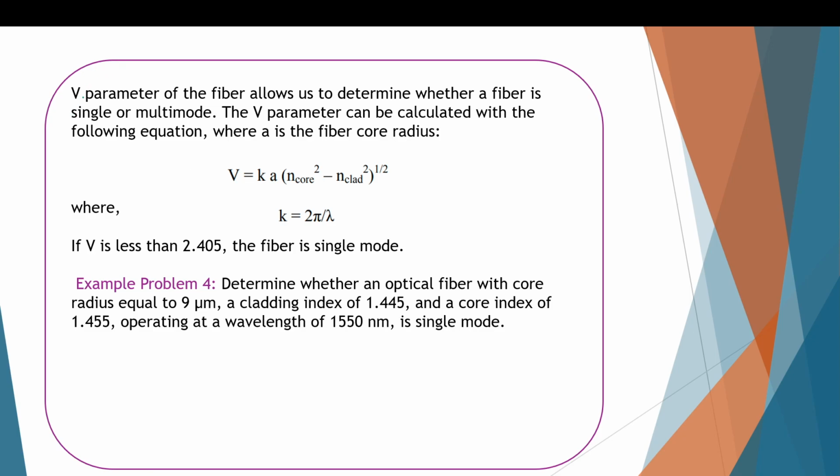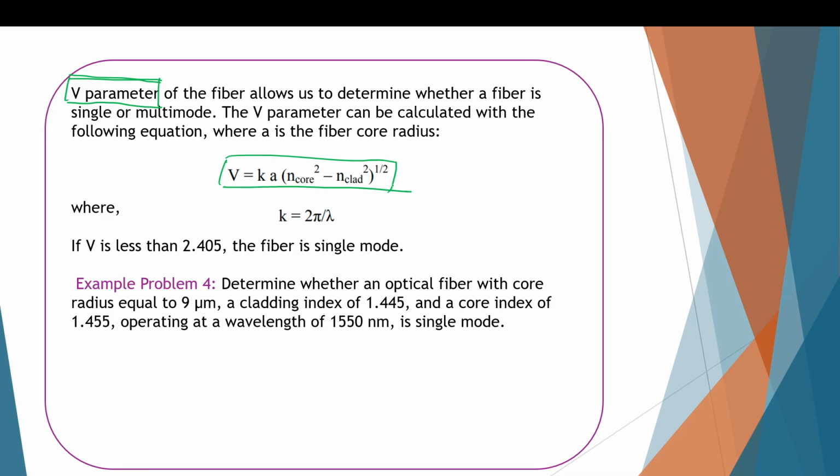Okay, so to determine that, we define a parameter called the V parameter. The exact derivation of how this parameter allows us to determine whether it's single mode or multimode, we will be covering in future classes. However, for now, we just need to understand what it depends on, what the number of modes traveling in a waveguide depends on. So this V number can tell me whether a fiber is single mode or multimode. It can be calculated using this equation.